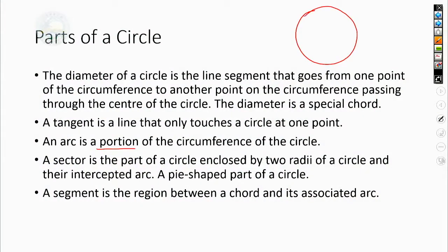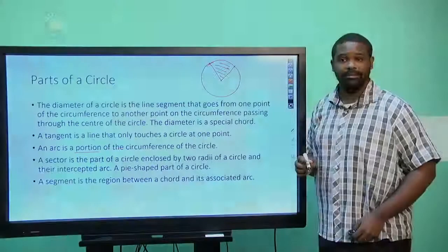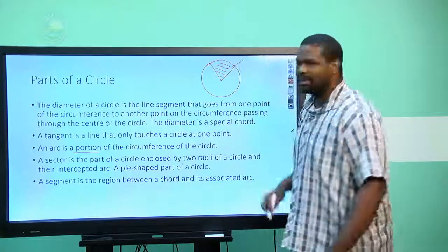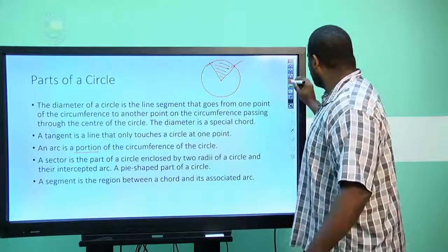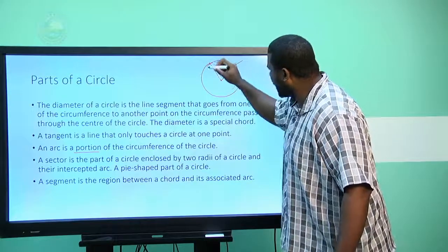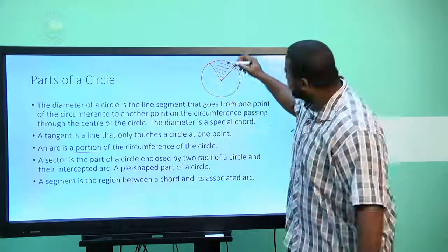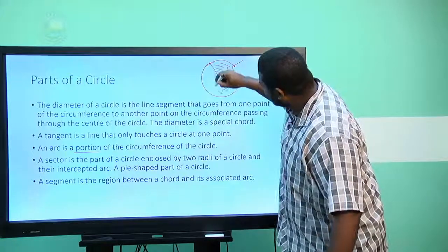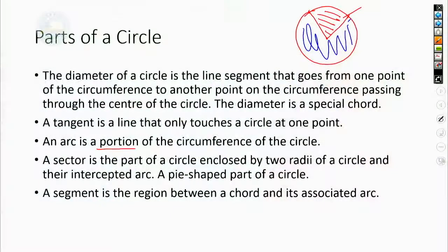So let's say we have our circle, and we have our center, and we have one radius here, and we have one radius here. Then the region between two radii and the arc is known as a sector. So here we have a minor sector, which is the smaller sector, but here is also a region between two radii and an arc. So we have a minor sector, and we also have a major sector.